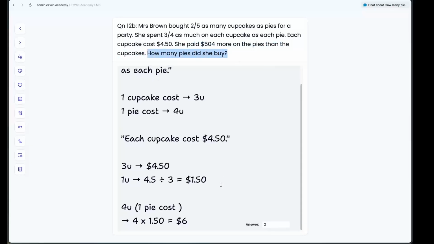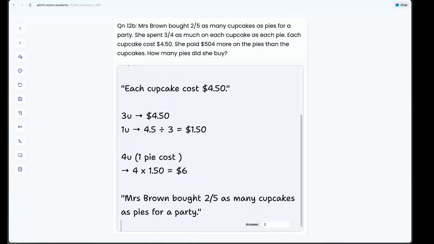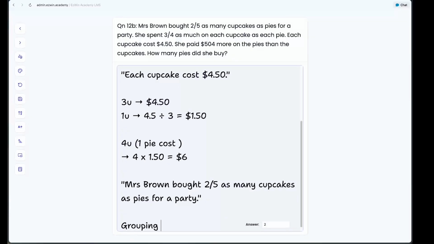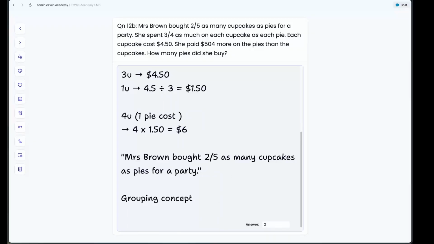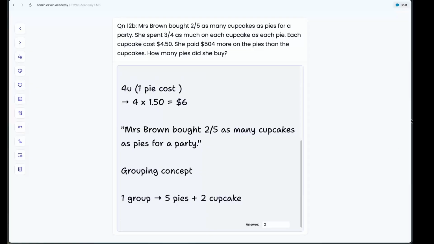For part B, she paid $504 more on the pies than the cupcakes. How many pies did she buy? So from the question, Mrs. Brown bought 2/5 as many cupcakes as pies for a party. So we're going to use this concept called the grouping concept. One group is equal to 5 pies and 2 cupcakes. So 2/5 as many cupcakes: 2 is cupcakes, 5 is pies. So one group will be 5 pies plus 2 cupcakes.